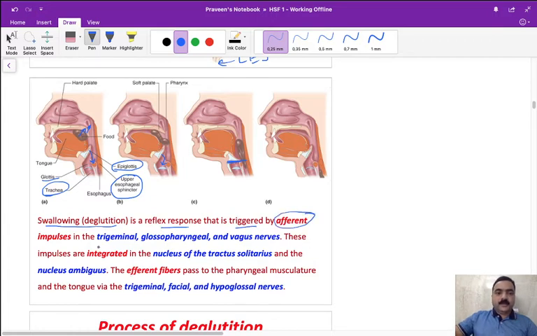That is going through the trigeminal, the fifth one, the glossopharyngeal and the vagus nerve. These are the afferents, and these are integrated in the nucleus of tractus solitarius. Remember, nucleus of tractus solitarius is the basic sensory window.